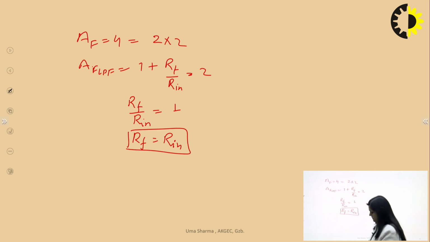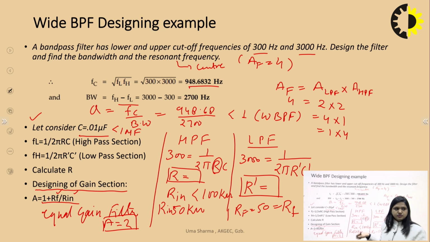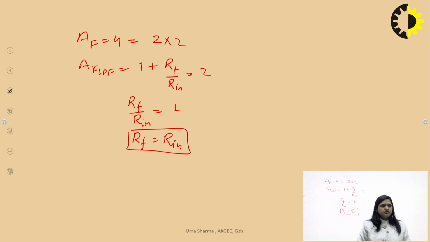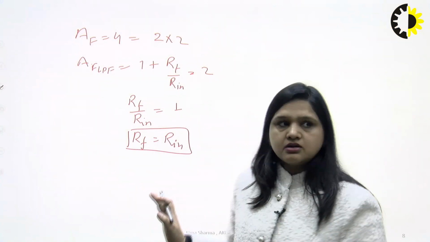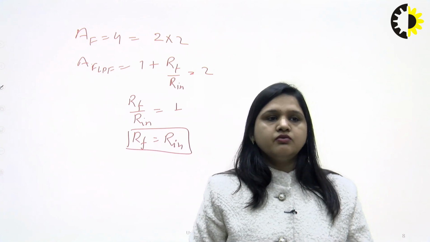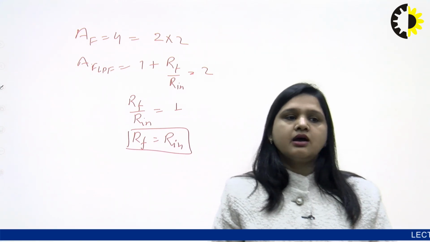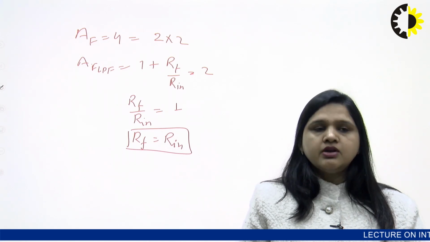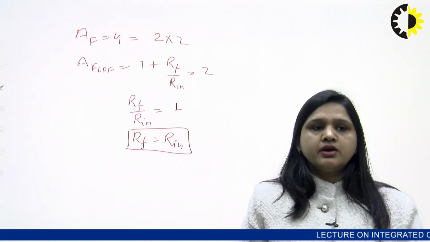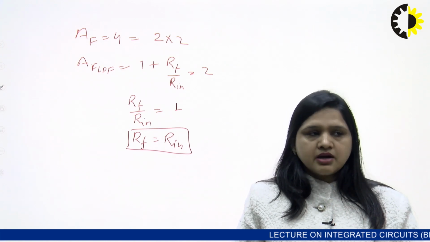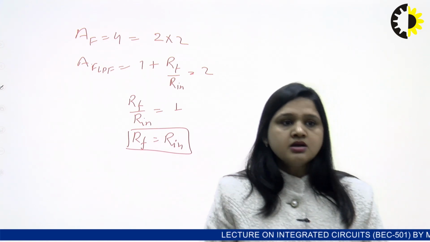So here also I have taken these values. This is similar. If you consider Rin equals 50, then RF will also equal 50. But there may be cases where the gain is given as 6, so you can take the combination of 2 cross 3 and so on. So this is how you can design the gain section. Ultimately, for calculation of gain, we have to use the formula of the non-inverting amplifier configuration, and by assuming the value of Rin less than 100 kilo ohm, we have to find the value of RF, and whatever the desired gain, for that particular gain we can design the gain section.